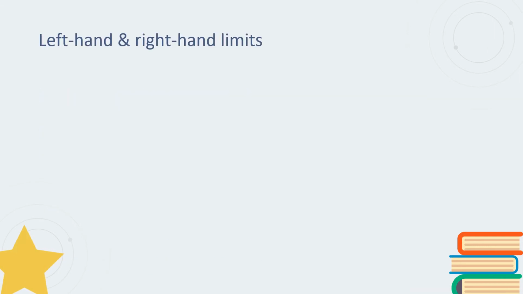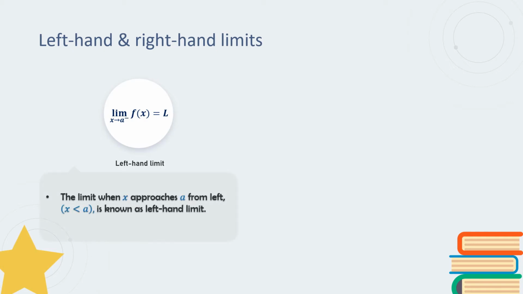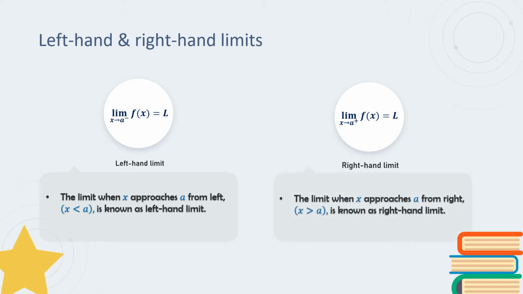Left-hand and right-hand limits. The limit when x approaches a from the left, when the value of x is less than a, is known as the left-hand limit. For the right-hand limit, x approaches a from the right, and the value of x is greater than a. How do we know whether the given limit is left-hand or right-hand? A superscript negative sign on the approaching value indicates a limit from the left, and a superscript positive sign indicates a limit from the right.